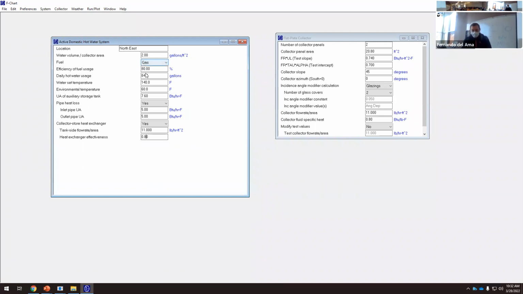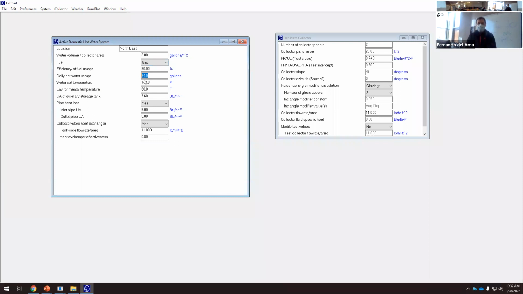Something else, the most important thing, location, the water volume to collector area. This should be always around 2. Whether what kind of fuel or what kind of auxiliary system we have, gas, in my opinion, would be the best choice, unless you have PV panels and you have an electric system, but let's use gas so far. The efficiency of fuel usage should be above 80. If it's below 80, this boiler is not good enough.